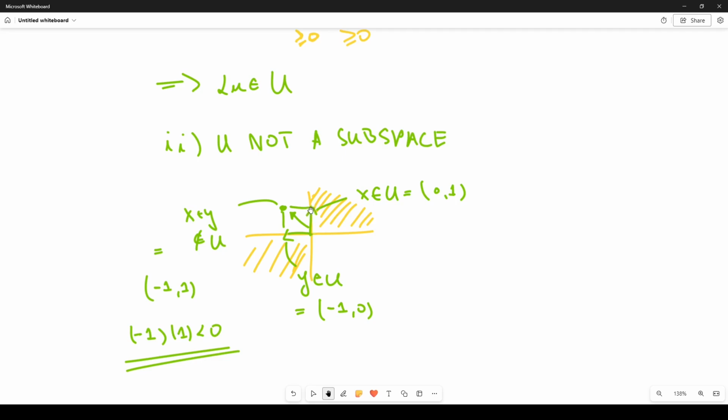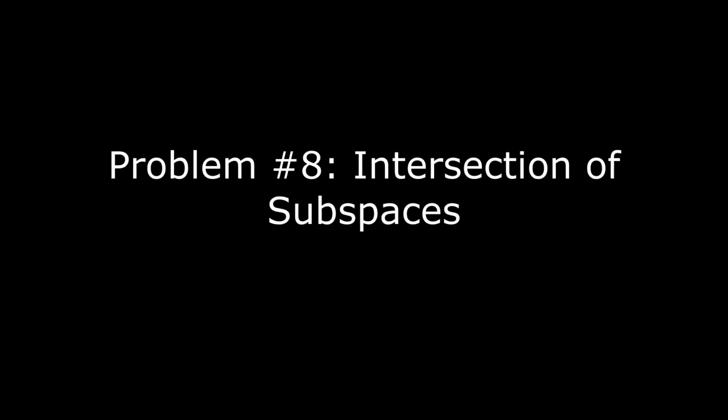So if I were to take, for example, this element over here, the ordered pair 0, 1, so this arrow, and if I were to take this arrow over here, which is minus 1, 0, and if I were to add them together, I would get this point over here, which is minus 1, 1. And well, this does not belong to my set U. So U could not be a subspace due to it not being closed under addition.